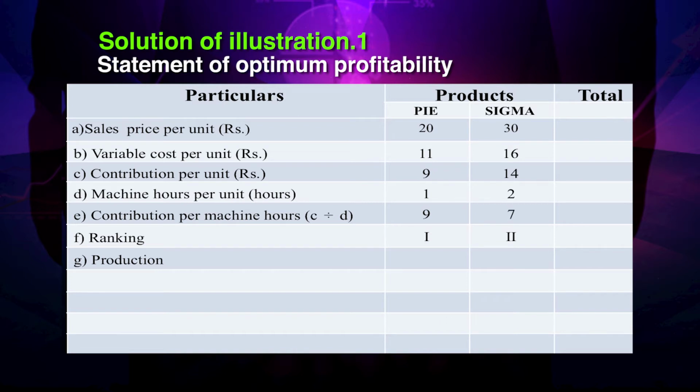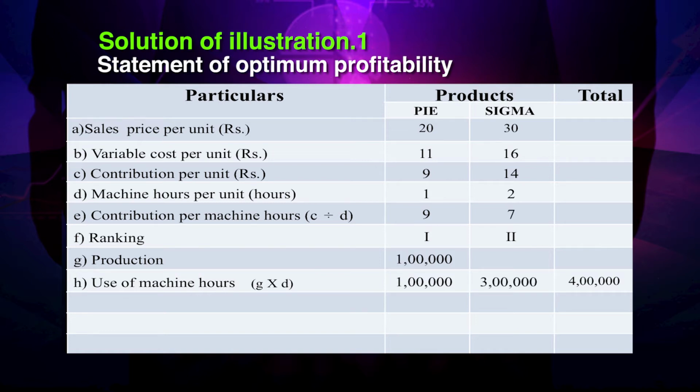Now, we are going for the production. 1 lakh units maximum of P we will manufacture, and for manufacturing these 1 lakh units, we will be using 1 lakh machine hours of the available 4 lakh machine hours. Now, out of 4 lakh, 3 lakh is left.